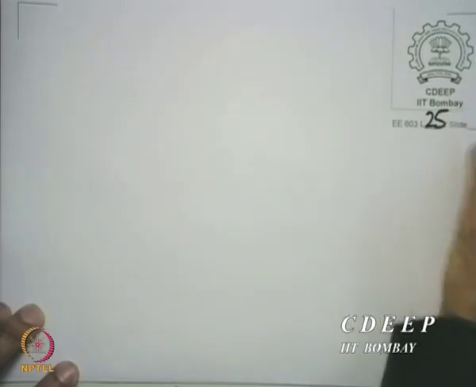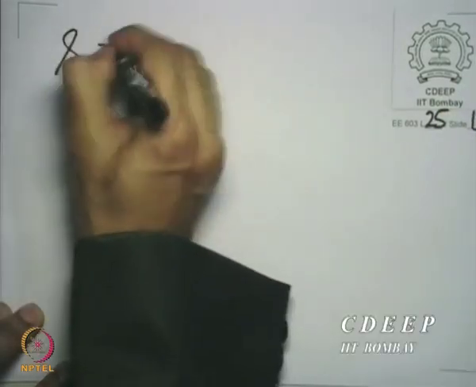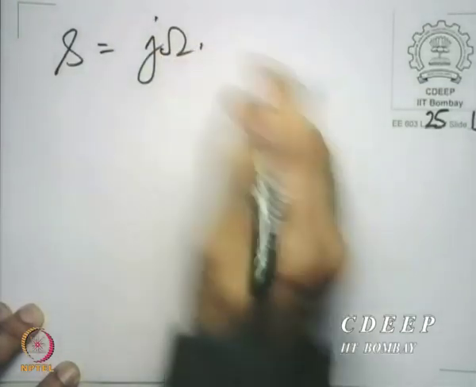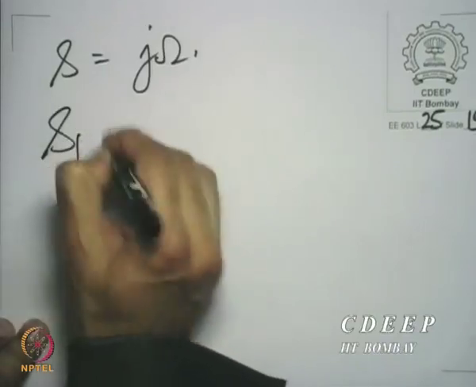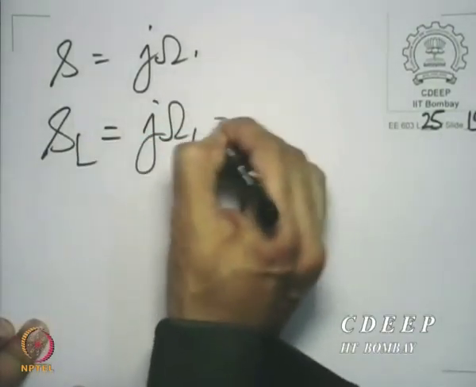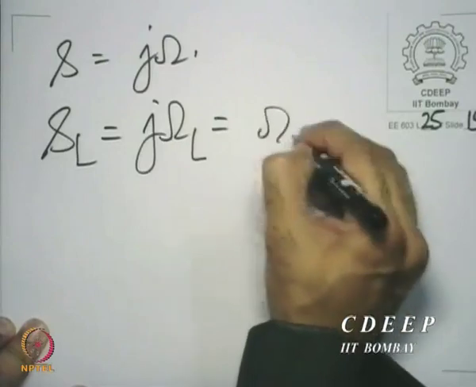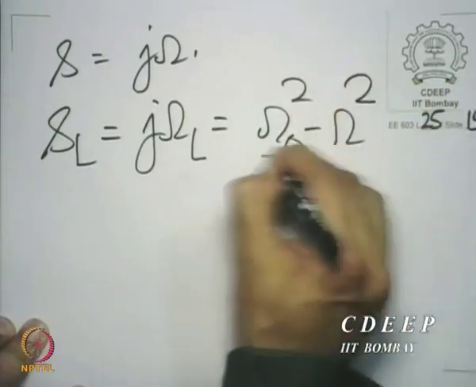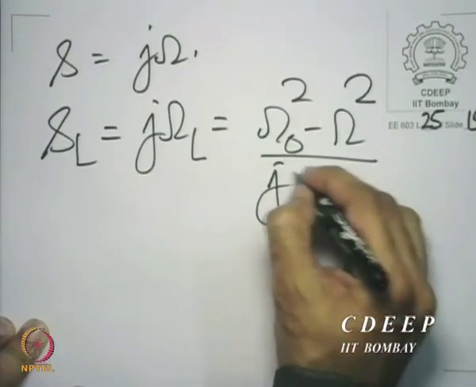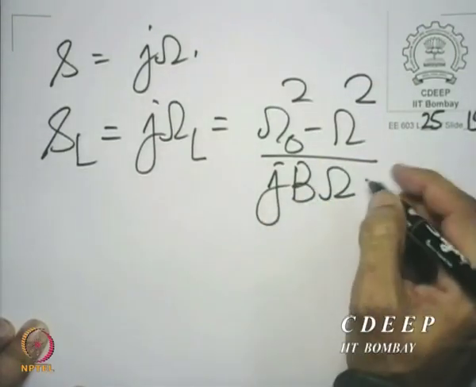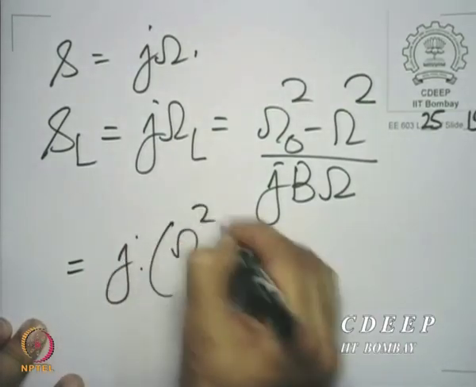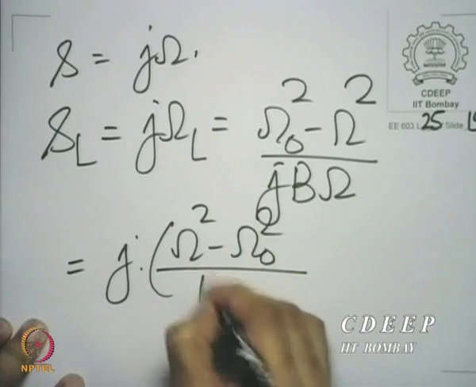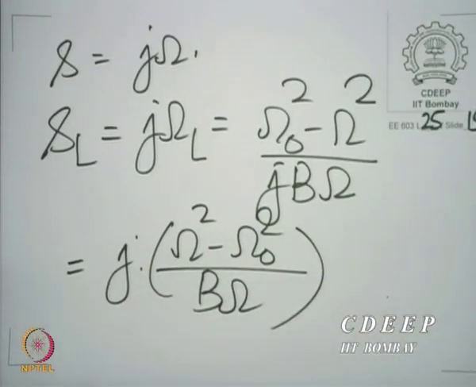So, now let us look at what happens when S equal to j omega only. So, of course, that gives us S L, which will give us j omega L, and j omega L is going to be omega naught squared minus omega squared by j b omega. That is j times omega squared minus omega naught squared by b omega, and this is very interesting. So let us see how this behaves.